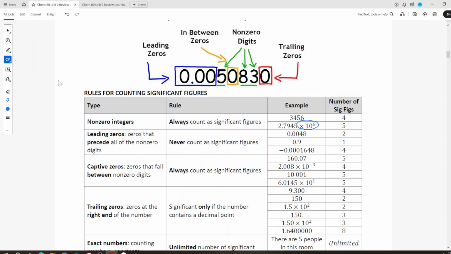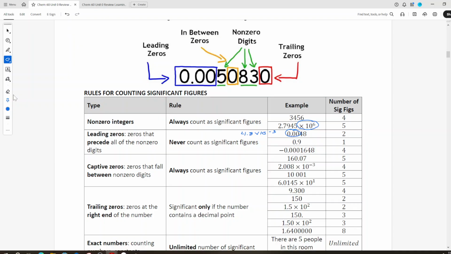Then we get to the conversation around zeros. Leading zeros are zeros that precede all non-zero digits, right? So if you look at this diagram above, it's the blue squared numbers. They are your leading zeros. And if you were to write a number in scientific notation like 0.0048, you would write it as 4.8 times 10 to the negative 3. You would never write the preceding zeros, okay? And so they don't count. So this number here only has 2 significant figures. This one has 1. This one has 1, 2, 3, 4.